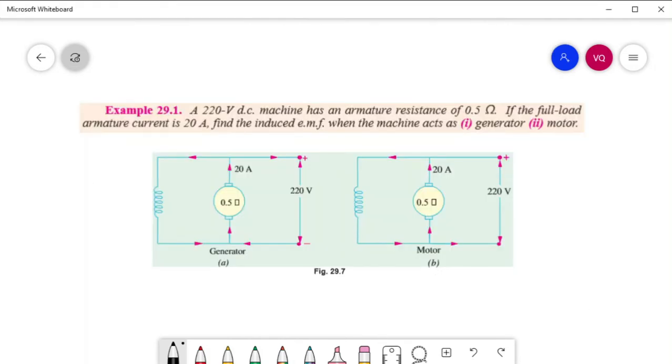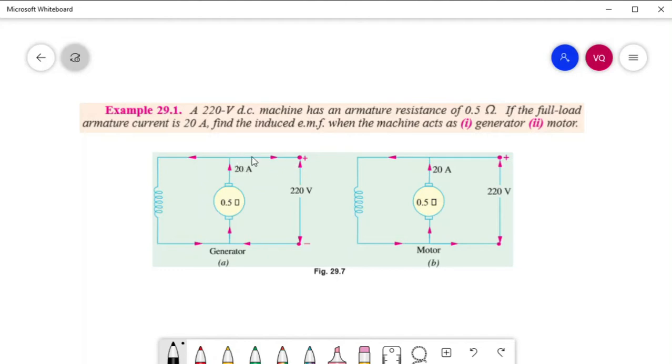Example: a 220 volt DC machine has an armature resistance of 0.5 ohm. If the full load armature current is 20 amperes, find the induced EMF when the machine acts as number 1, a generator, and number 2, a motor. In figure 29.7, we have the circuit diagram for generator and motor. For the generator, the machine supplies current into the load.